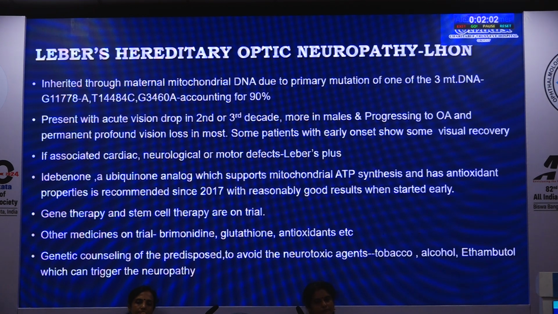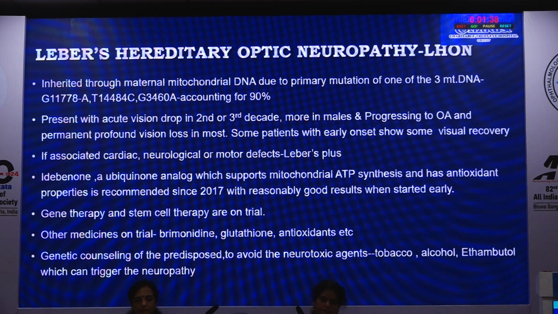Idebenone, a ubiquinone analog which supports mitochondrial ATP synthesis and has an antioxidant property, is recommended since 2017 with reasonably good results when started early enough and even up to 1 year. And gene therapy and stem cell therapy are on trial. Other medicines on trial are brimonidine, glutathione, antioxidants, all to protect the mitochondrial DNA.